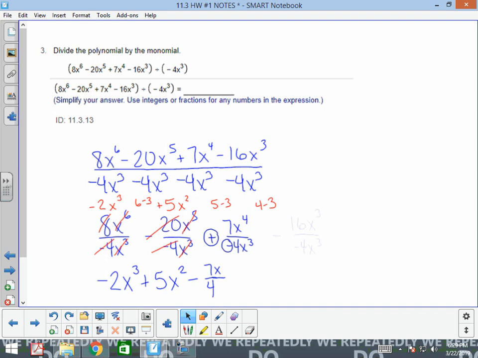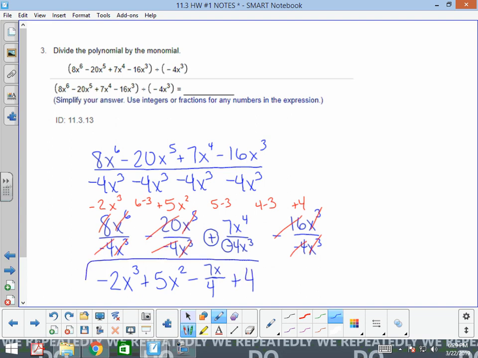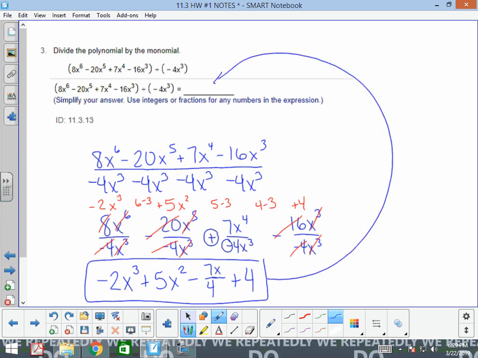All right, and then the last one, negative 16 divided by negative 4. They both divide by negative 4, so that's going to be positive 1. That's going to be positive 4. The x to the thirds basically divide out. They become positive 1s. So I'm multiplying that 1 times positive 4 to get positive 4. So this is the crazy looking answer that's going in that blank.